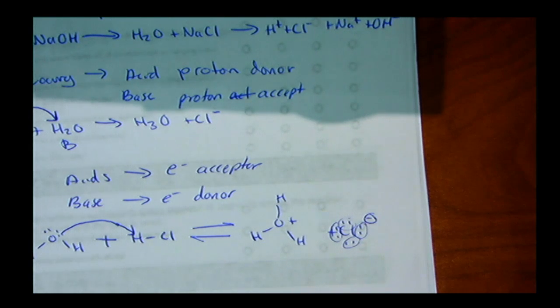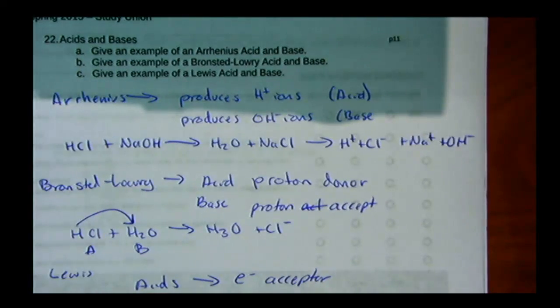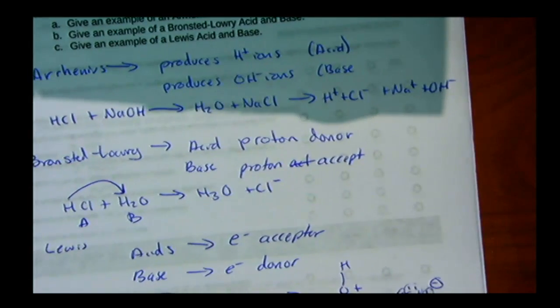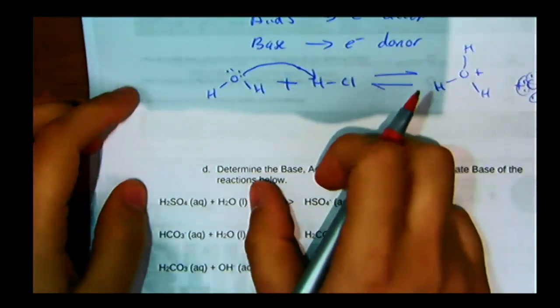Determine the acid, base, and conjugate base of the reactions below. Okay, so let's just focus on these guys first because that'll make the rest of it easier, right? So move it up and over. H2SO4, sulfuric acid. Is that an acid or a base? It's an acid. And we know that why? Well, what's it doing with its proton? It's donating its proton. And so we know that from Bronsted-Lowry, it is an acid.